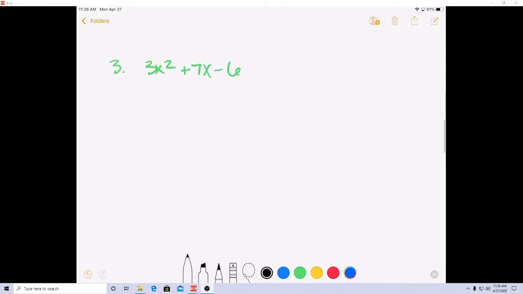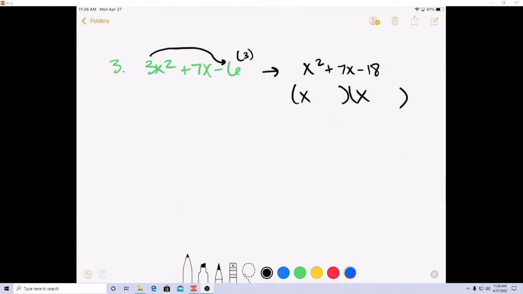Okay, one more time. This time I got a 3. Slide them on down. So I got x squared plus 7x minus 18. And then I factor, reverse FOIL, normal. So set up my 2 sets of parentheses, put an x in the front of each. I need factors of 18.